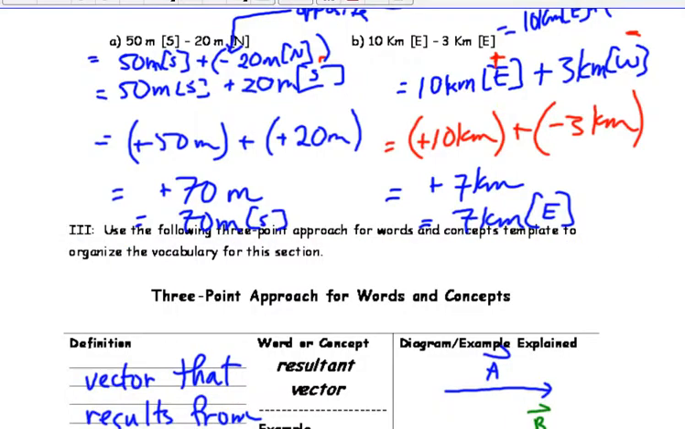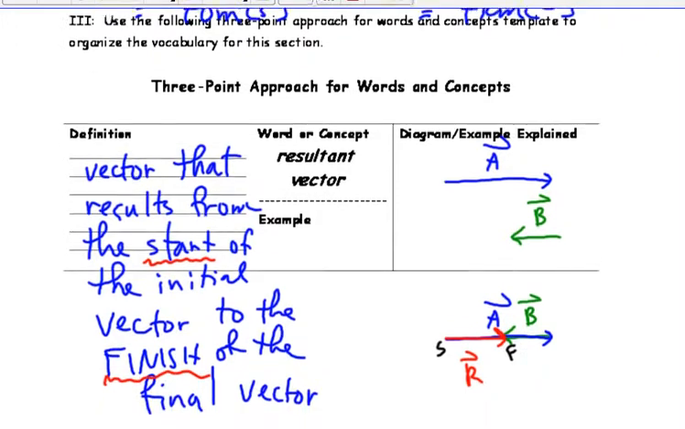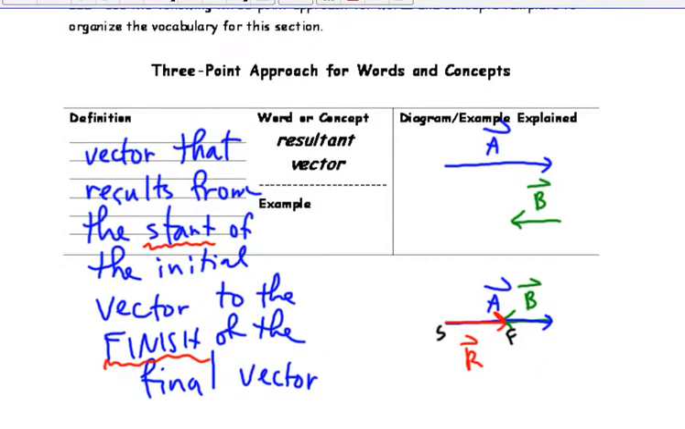Okay, the only vocab term here, of course, is resultant vector. It's the vector that results from the start of the initial vector to the finish of the last vector. So if I have vector A and vector B, draw vector A first. I can put my starting point as an S, for start, then the next vector B, I finish there, and then stand back and look at, okay, where am I from start to finish? And that's the resultant vector.